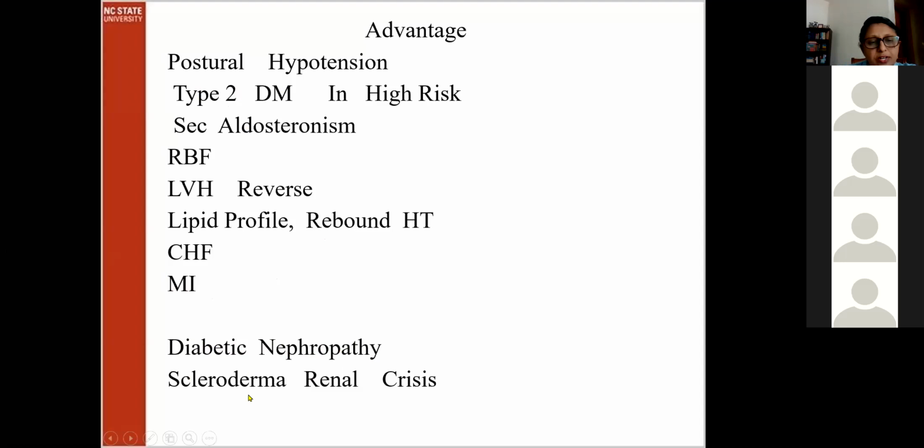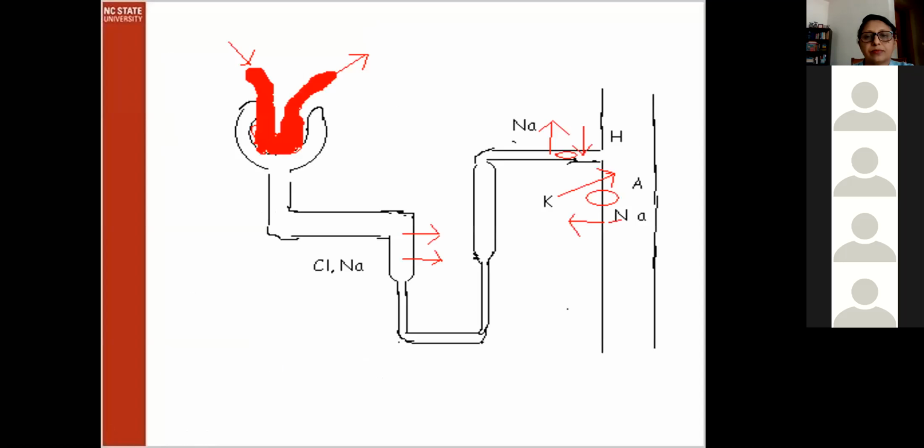Then another use is scleroderma renal crisis, and this scleroderma renal crisis is mainly because of angiotensin II. So we know that when we use ACE inhibitors, there is no formation of angiotensin II. So the vasoconstriction and other renal dysfunction happening in scleroderma can be prevented by ACE inhibitors.